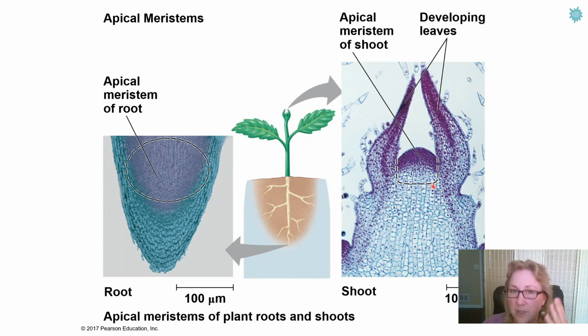Now for the shoots that are above ground, the apical meristem is, again, where we find all of the mitotic activity and the most cells dividing. In this case, it's going to be right at that growing tip. And these are under hormonal control, and we'll talk about plant hormones in a later chapter.